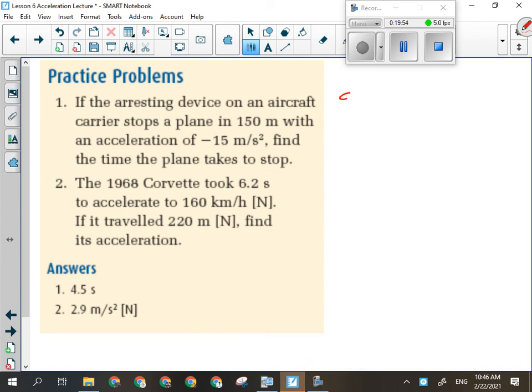We've got a displacement of 150 meters. That's positive, the aircraft still moves forward while slowing down. The acceleration is negative 15 meters per second squared, and it comes to a stop, which means VF is 0 meters per second. We're looking for the time. And I said I'd never ask you to use this formula to solve for time unless VF is 0, and it is in this case.